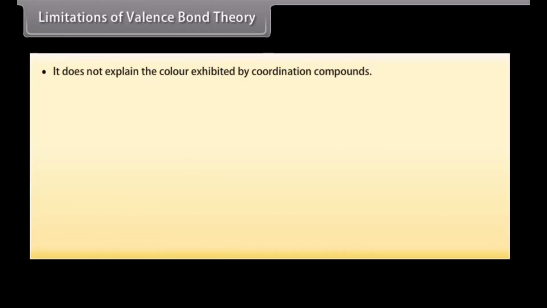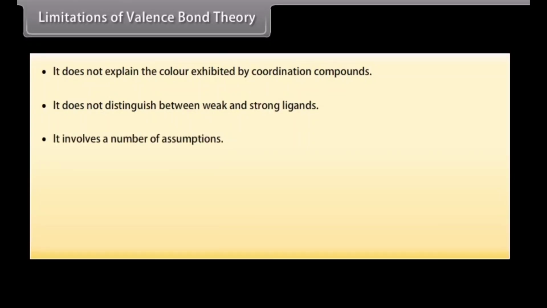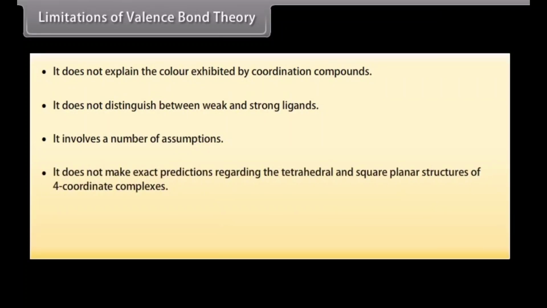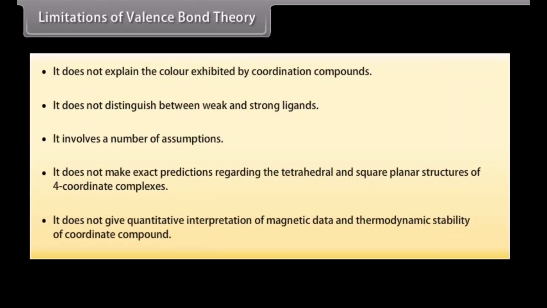It does not explain the color exhibited by coordination compounds. It does not distinguish between weak and strong ligands. It involves a number of assumptions. It does not make exact predictions regarding the tetrahedral and square planar structures of 4-coordinate complexes. It does not give quantitative interpretation of magnetic data and thermodynamic stability of coordination compounds.